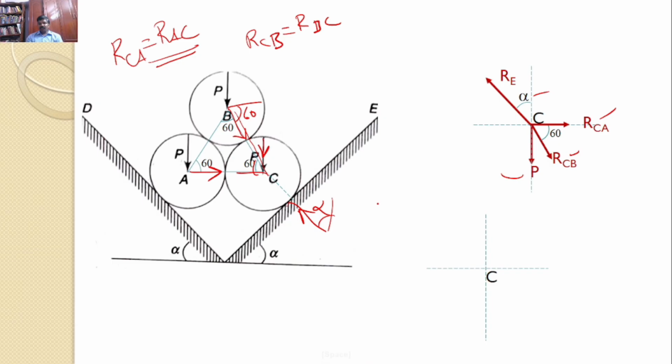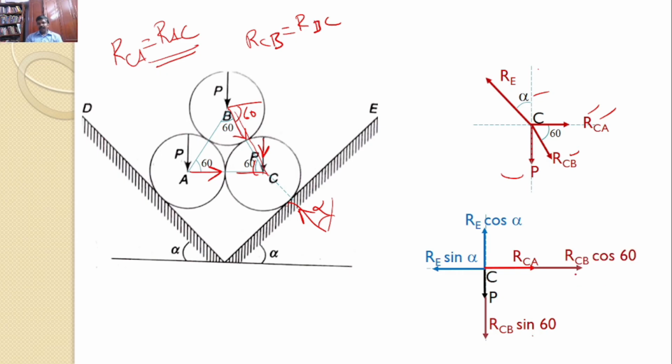Let us resolve all the forces along x-axis and y-axis. So RE vertical component is RE cos alpha, and horizontal component is RE sin alpha. P is vertical, you need not resolve. RCA is horizontal, you need not resolve. And RCB vertical component is RCB sin 60, horizontal component is RCB cos 60.